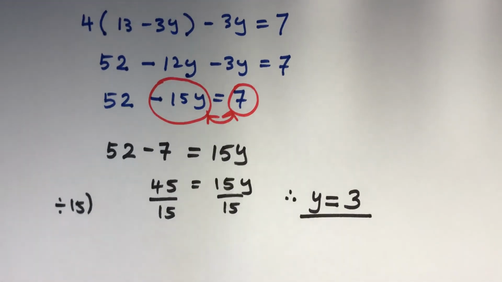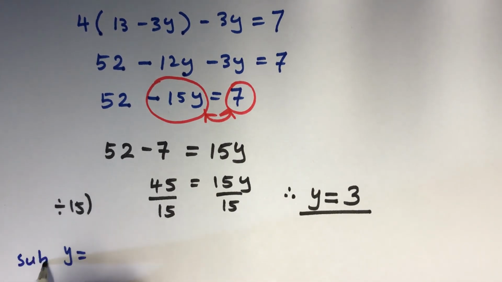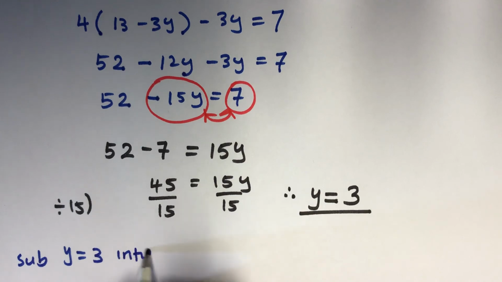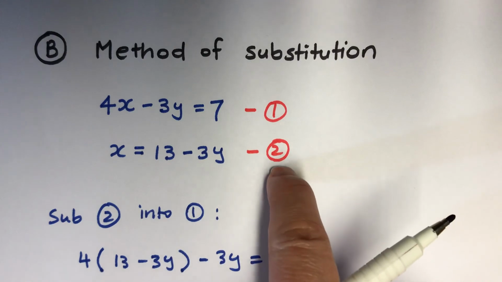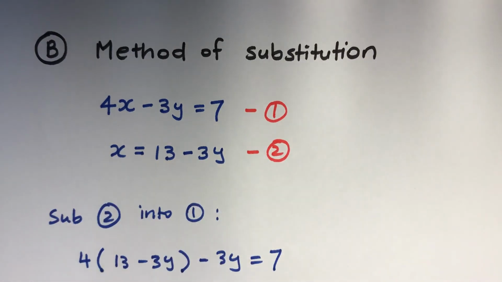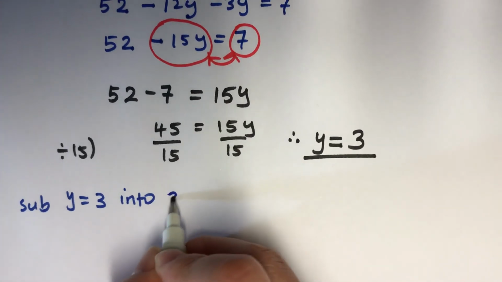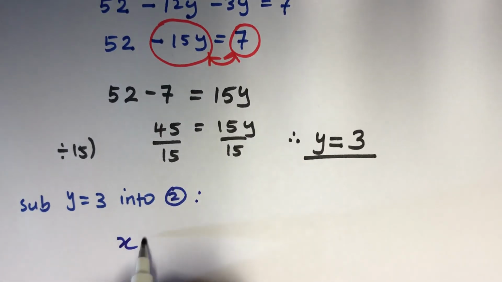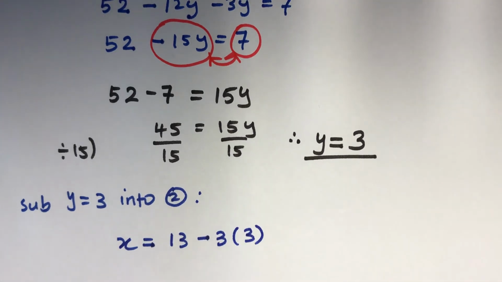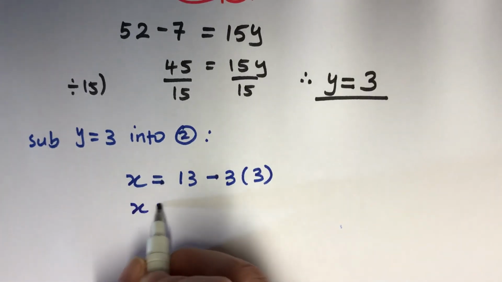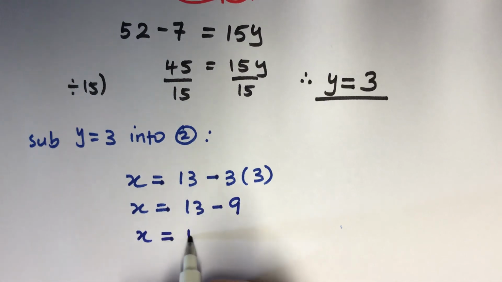Now, I'm going to substitute this y equals 3 into one of these. It makes sense if I choose 2, because we want to find the x value and we do have a y value. So into 2, which will be x equals 13 minus 3y, I'm just going to put that in there. So that would be x equals 13 minus 9, and then x equals 4.